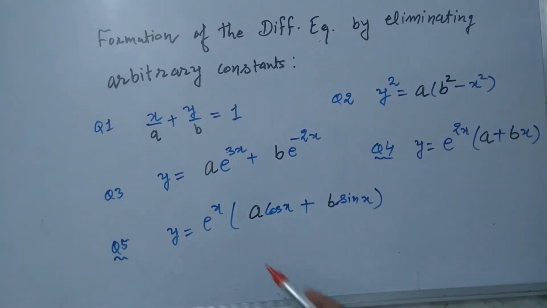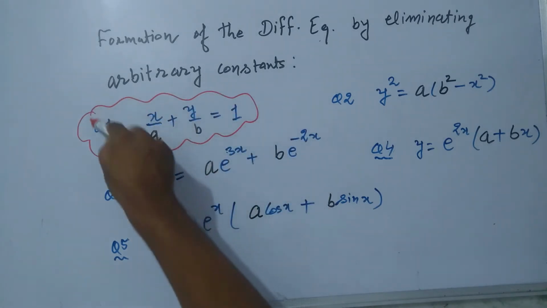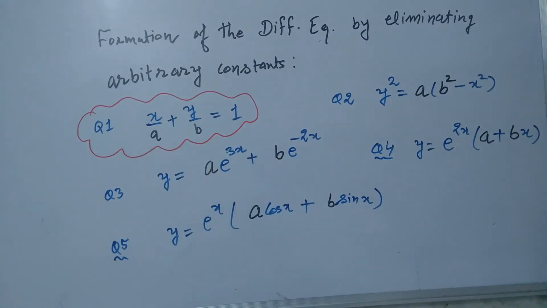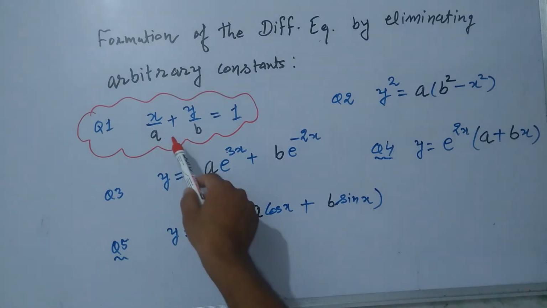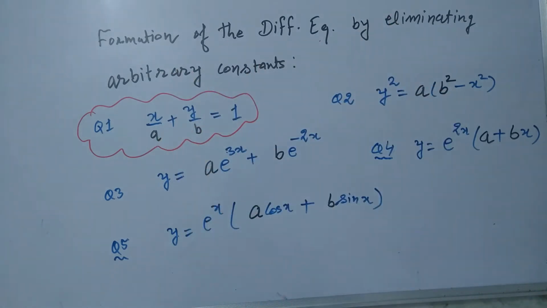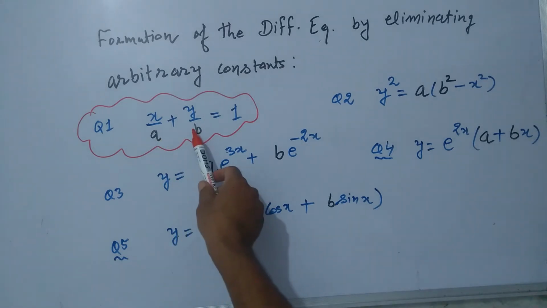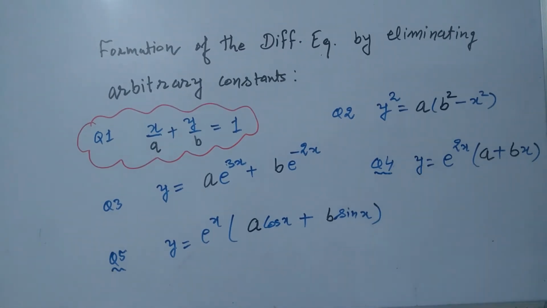The very first question of the exercise is x upon a plus y upon b is equal to 1. I have denoted the arbitrary constants with black ink. So the question is how to form the differential equation by eliminating these arbitrary constants. So here we have two arbitrary constants. If we differentiate this equation two times, then we can eliminate these arbitrary constants. We shall see how after some time.